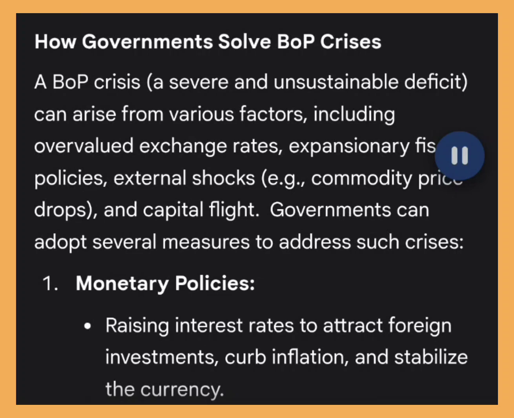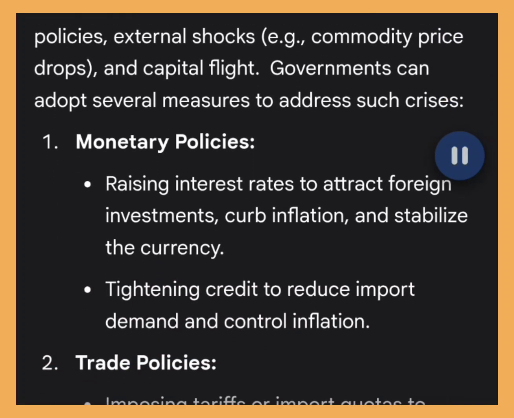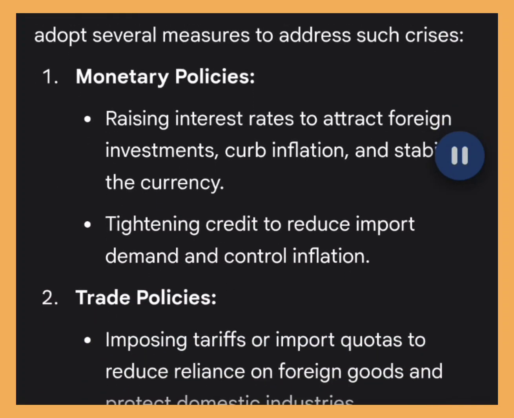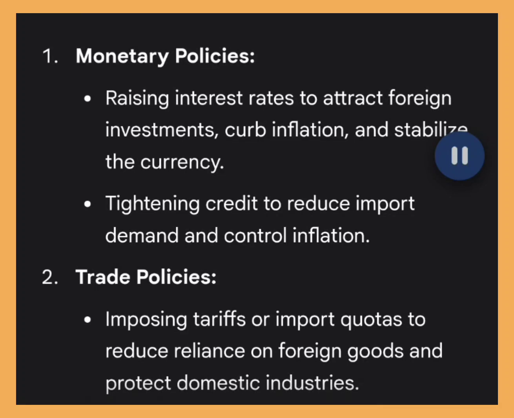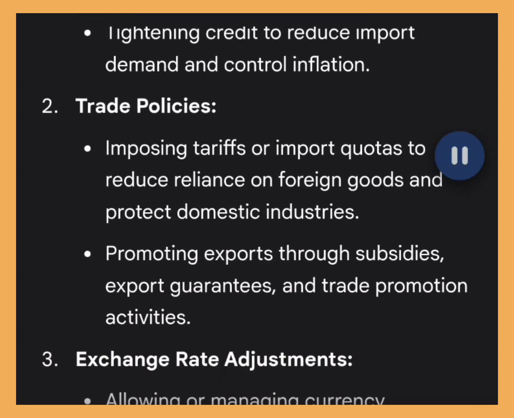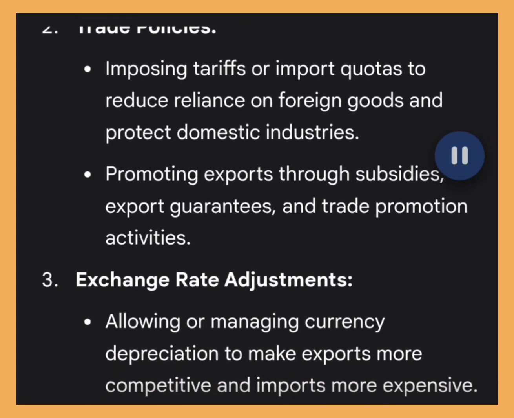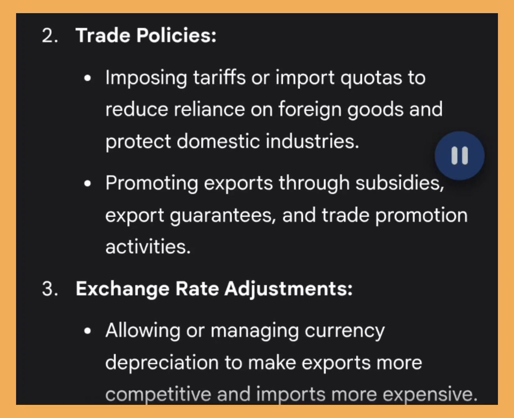Governments can adopt several measures to address such crises. 1. Monetary policies. Raising interest rates to attract foreign investments, curb inflation, and stabilize the currency. Tightening credit to reduce import demand and control inflation. 2. Trade policies. Imposing tariffs or import quotas to reduce reliance on foreign goods and protect domestic industries. Promoting exports through subsidies, export guarantees, and trade promotion activities.